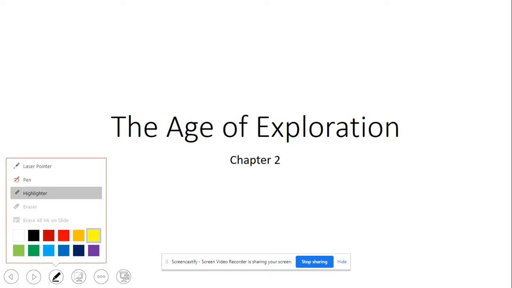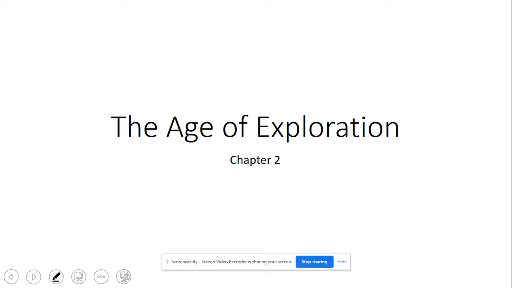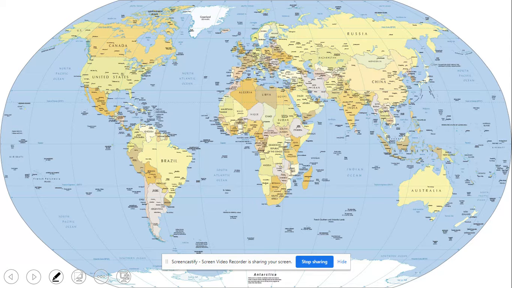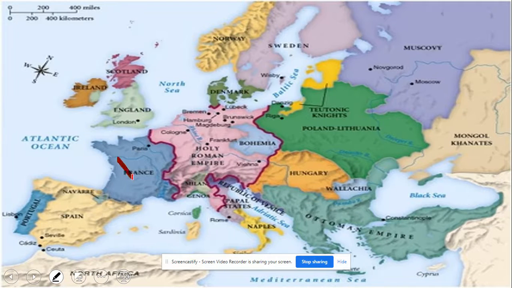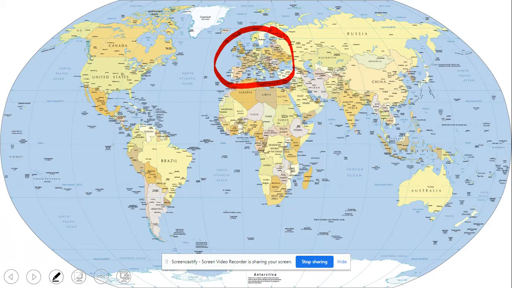Last week we learned all about the natives and the different cultures and how those different cultures are impacted by the climate and the resources around them. Well, this week we're going to talk about what happened when the other side of the world connected with these natives. This continent that I'm circling is called Europe. Countries like France, Spain, Portugal, England, Germany, Greece, Italy, all these great countries are in this circle right here.